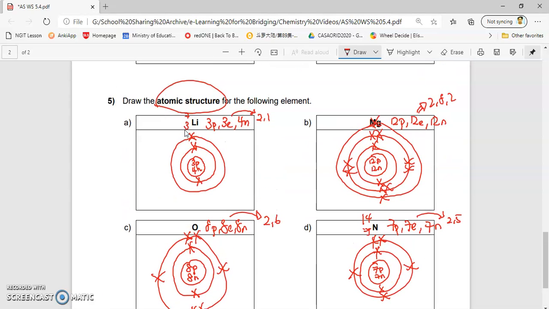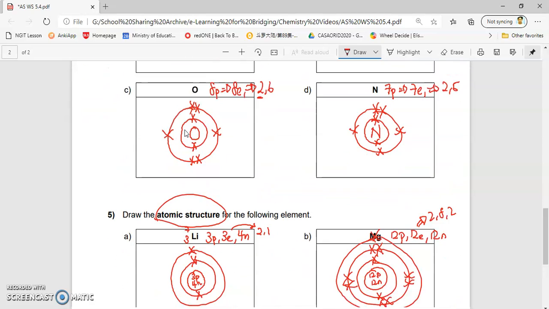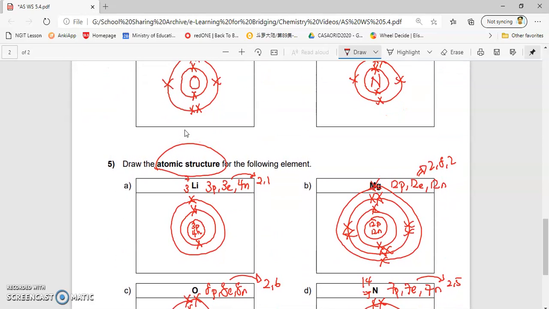So I just need you to be more aware of the difference between the electronic structure and atomic structure. Do take note of what the question is asking you to draw. Okay, so that's all for atomic structure. Thank you.